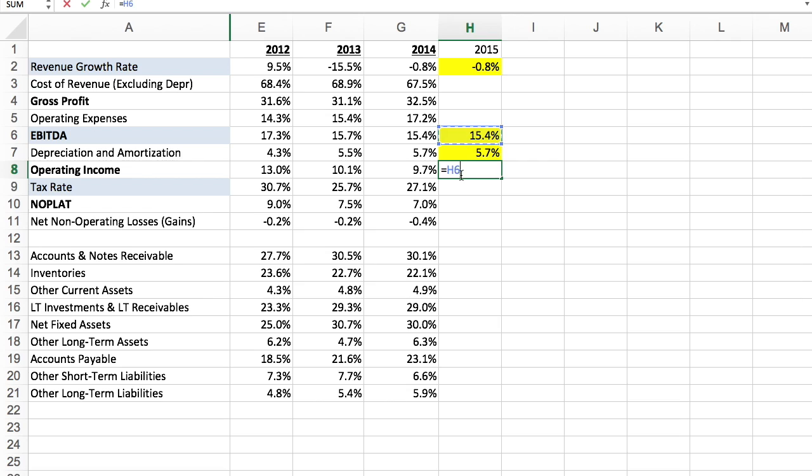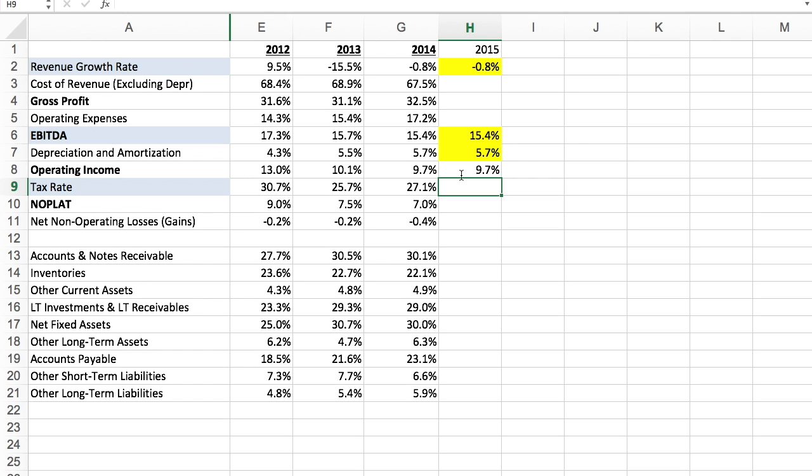So it equals EBITDA minus the depreciation and amortization. That would be my operating income of 9.7%. And again, I'm not going to make that yellow because it's a function of the two items above. All right? Doesn't make sense to forecast operating income if I forecasted the components that lead to the operating income. And that's the choice that I'm making.